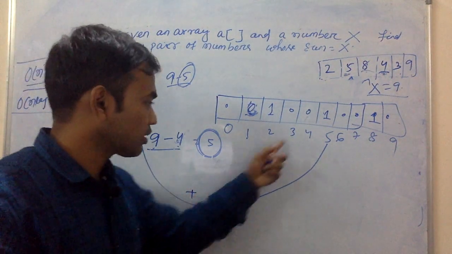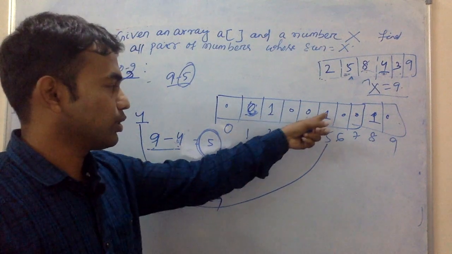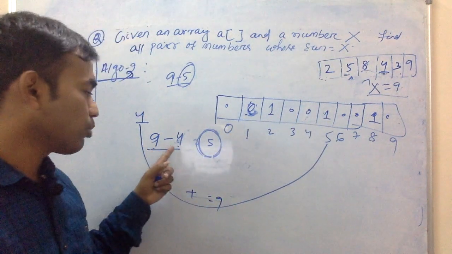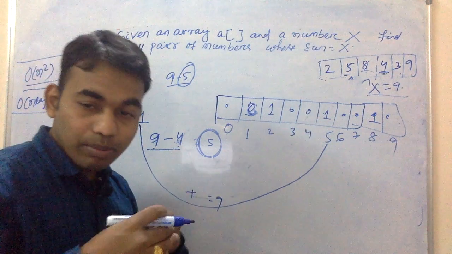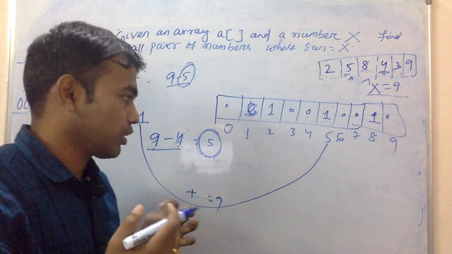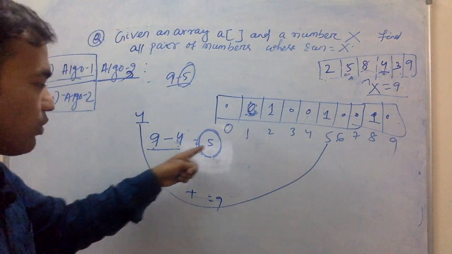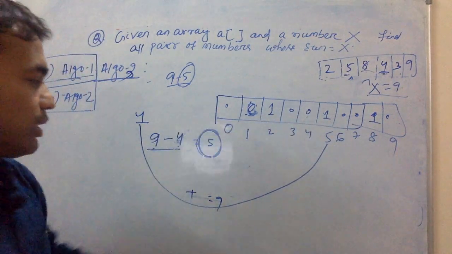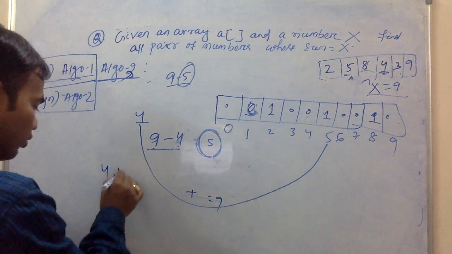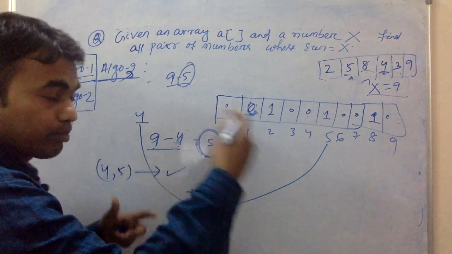So this is 4 plus 5 which is equal to 9. That's why I am checking 9 minus 4 which equals 5 is already present, meaning it's the conjugate element I am trying to find. Conjugate means the sum of these two numbers is 9, right. 5 is already present, then I will make 4 and 5 a pair.